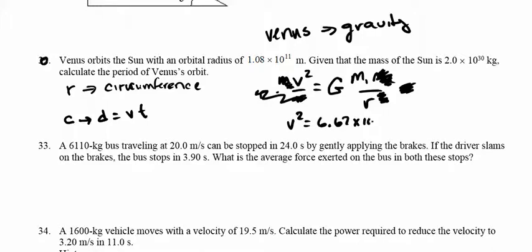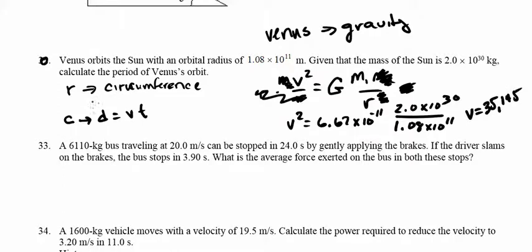6.67 times 10 to the negative 11th times the mass of the Sun, which in this case is 2.0 times 10 to the 30th, over the radius, which is right here 1.08 times 10 to the 11th. What we find out here then is that the velocity, it's moving 35,145.